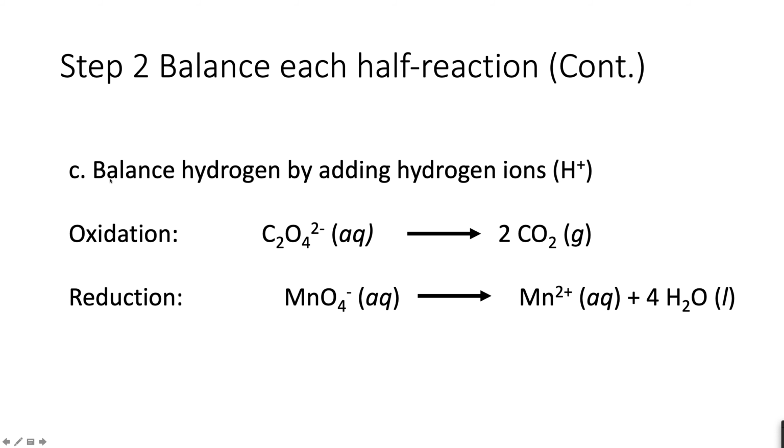Step 2C of step 2: balance hydrogen by adding hydrogen ions. We already balanced our oxidation half reaction, so let's look at our reduction portion. We added our water here, and we have 8 hydrogen atoms. To balance those hydrogen atoms, we must add hydrogen ions to the reactants part of our reduction equation. So now we have 8 hydrogen ions and 8 over here, so we're good to go.